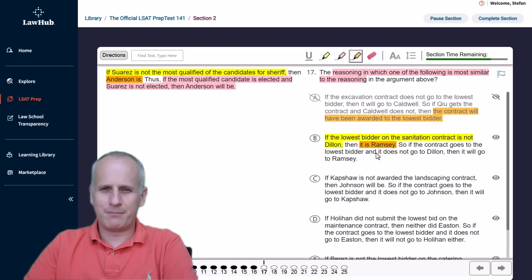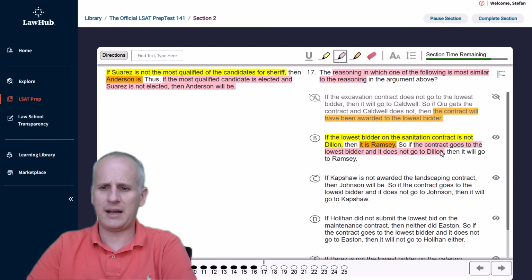Then we've got to see if choice B matches the pink as well. So if the contract goes to the lowest bidder and it does not go to Dylan, well, that seems to be matching my structure of a compound sufficient condition, and it will go to Ramsey, where Ramsey fits in for Andrson. B's matching exactly. You just track the individual pieces using the highlighter colors, potentially multiple colors, and hopefully that will help expedite your evaluation without having to go to conditional diagramming.